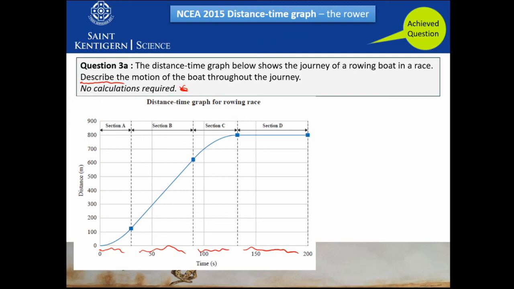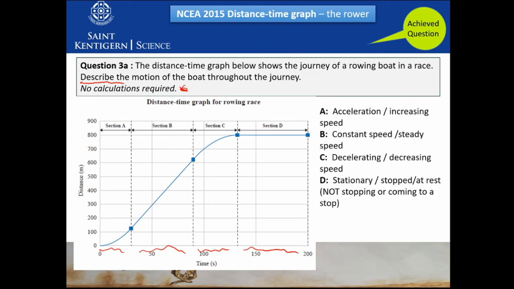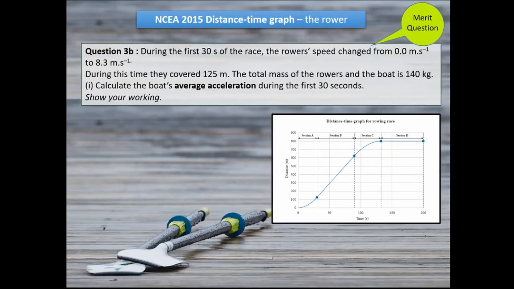Okay, welcome back. So section A we know is acceleration. Section B, constant speed, because the speed is not changing, because there's no curve to it. Section C is deceleration or negative acceleration, and section D, he's remaining at 800, so he has stopped. The distance does not change. Okay, so that was question A.